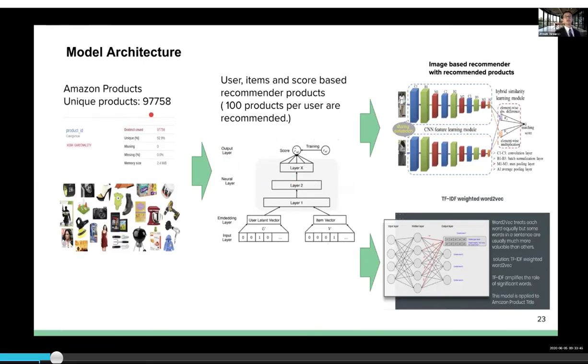So the first level of our modeling is we reduce to 100 recommended products based on the user's previous information. After that, we feed the 100 products to the image-based recommender system and also the NLP-based recommender system to narrow down to a smaller set of data.